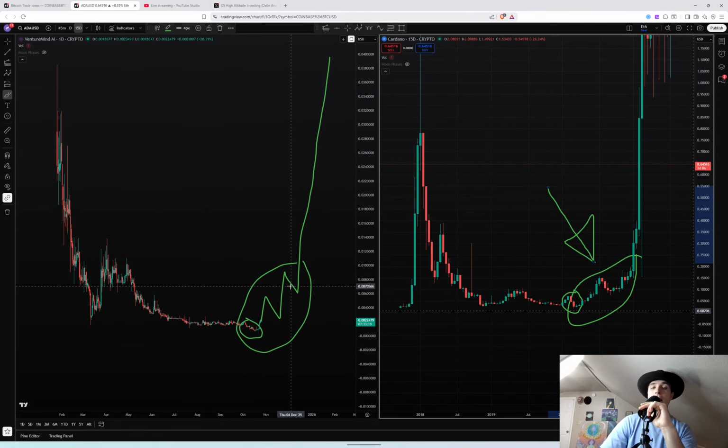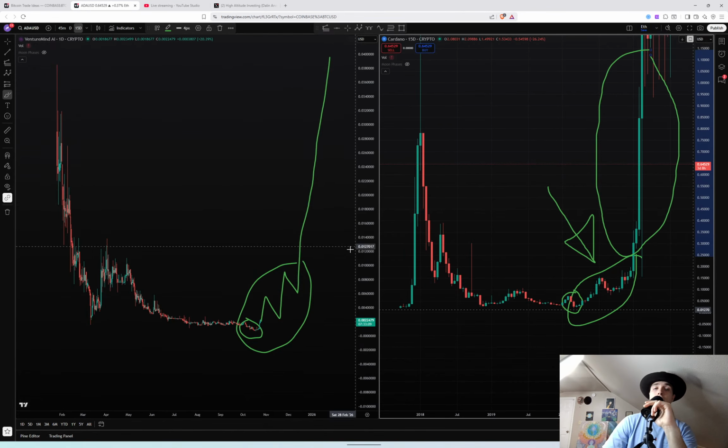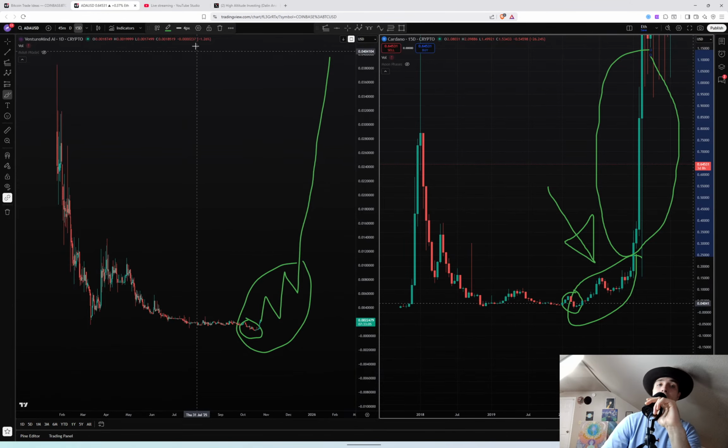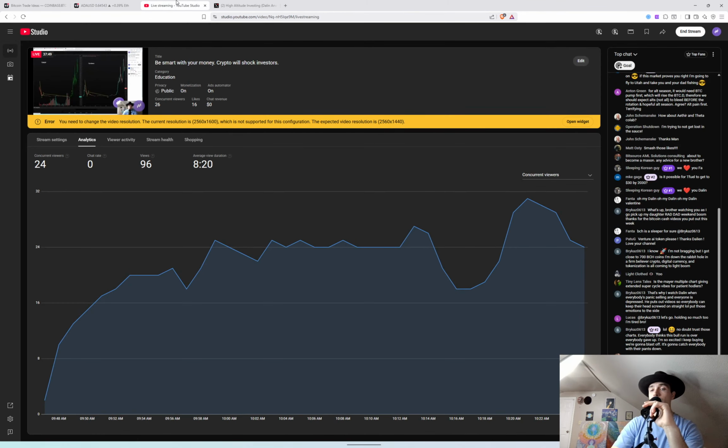So if we start to make higher highs and higher lows here on Venture Mind AI, it's probably going to go vertical. It's probably going to do what Cardano did right here, where it goes vertical. But first, watch for that higher high, higher low pattern off of these lows, because this is a typical reversal pattern and structure for crypto to do that.